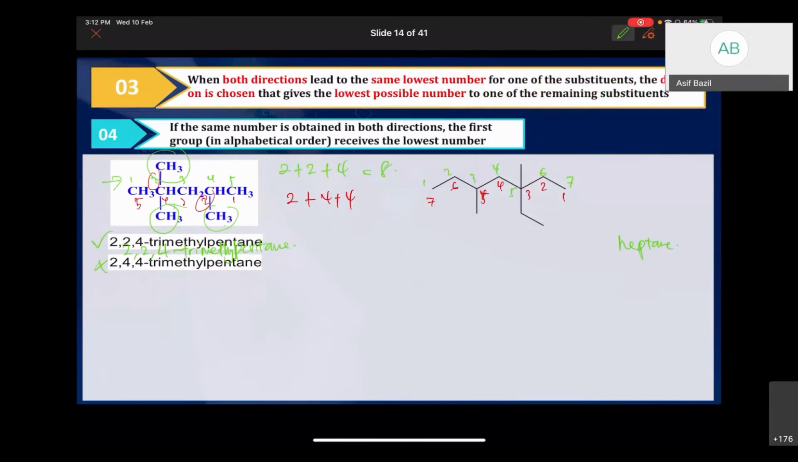The green one, the red one. Okay, the red one, because the red one will give the lowest number, 3 plus 3 plus 5. If you follow the green one, 3 plus 5 plus 5. So which means we need to follow the red one.